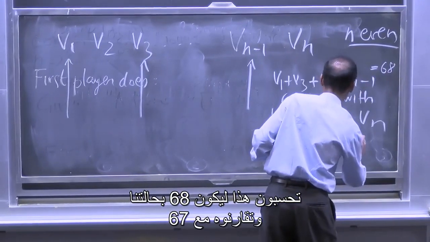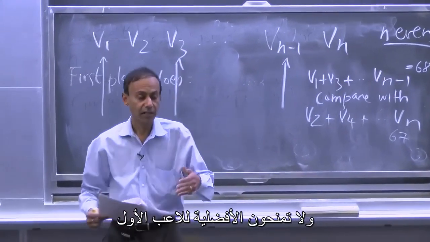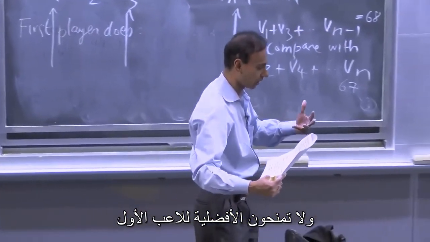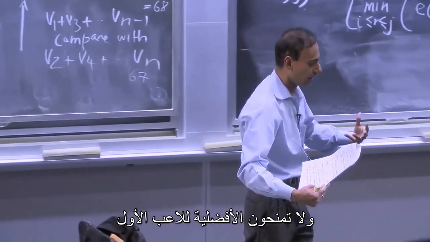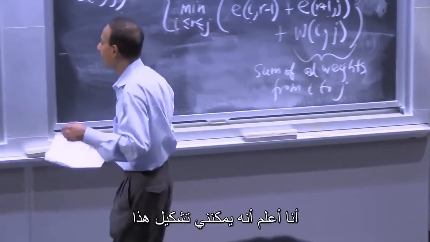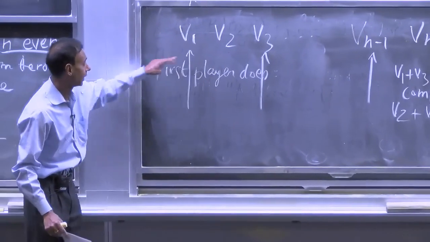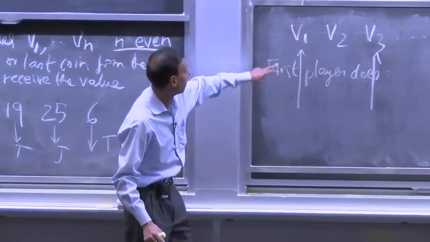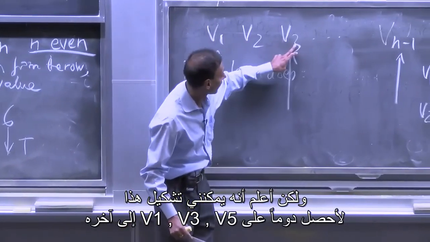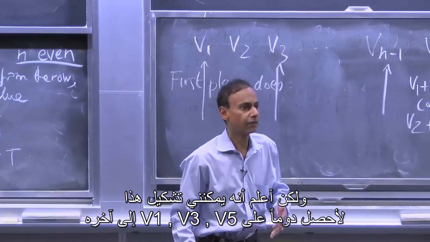Compare that with 67, okay? And you don't give up your first player advantage. So you're going with the first player. But now you say, I know that I can set this up. And that wasn't the order that he did this. But I know I can set this up, so I always have a chance to get V1, V3, V5, etc.